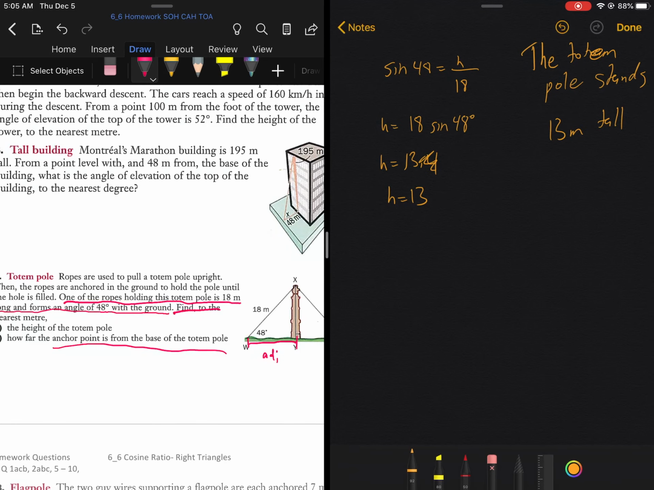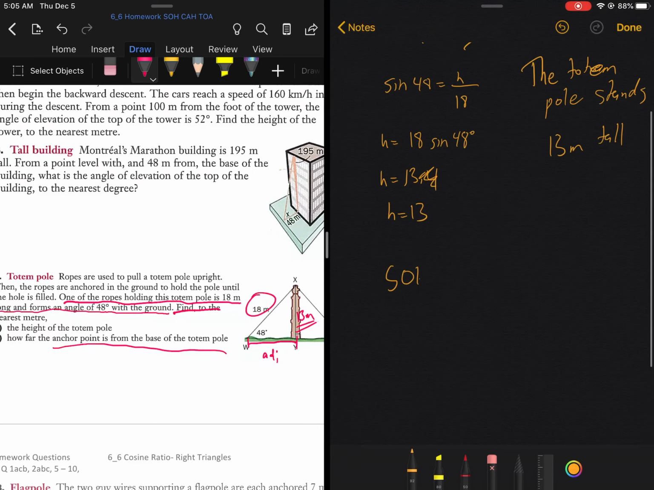So what's not important? Well, depends what we use, right? We could use 13 meters. But because we rounded this, let's just use 18 meters. So we have hypotenuse and adjacent. Let's write this down. SOH CAH TOA. Adjacent, and we're going to use hypotenuse. That's what we're going to use.